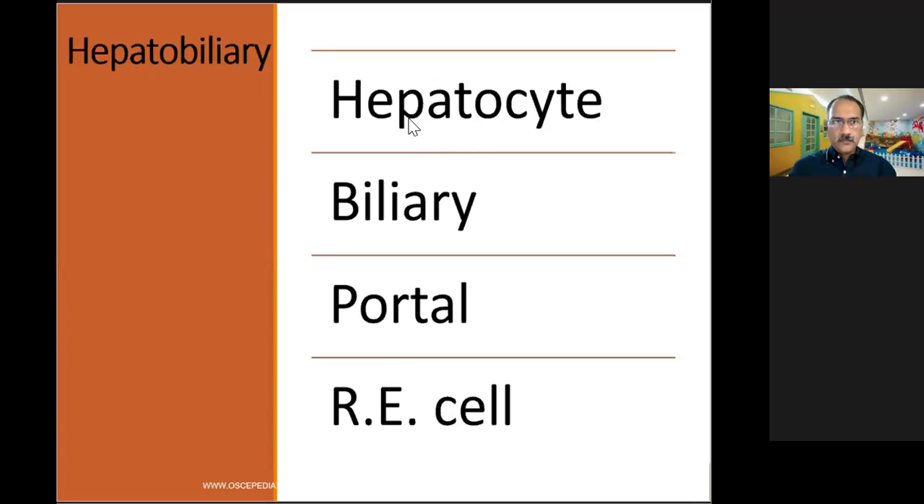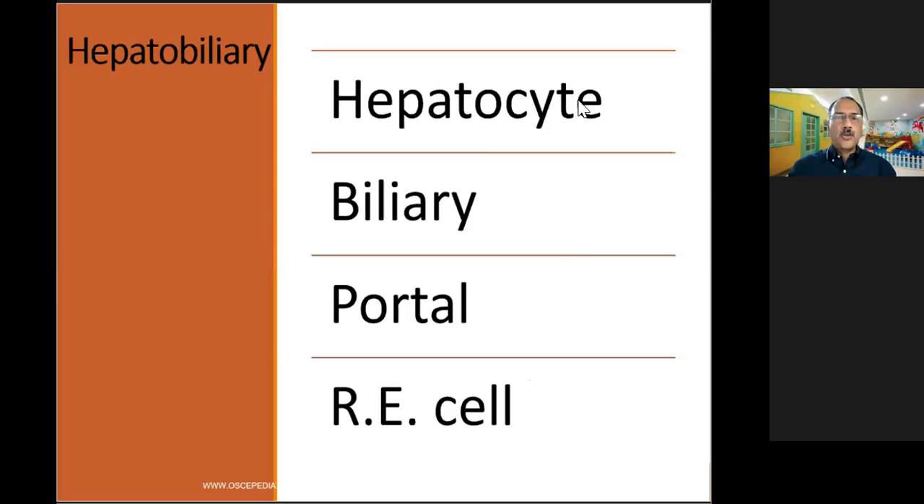Jaundice. Signs of acute liver failure. Correct. Very good. So signs of acute liver failure. Now, hepatocyte, you have to remember, can be with jaundice or without jaundice also. And we'll come to that. So now we know that we have these 4 issues.